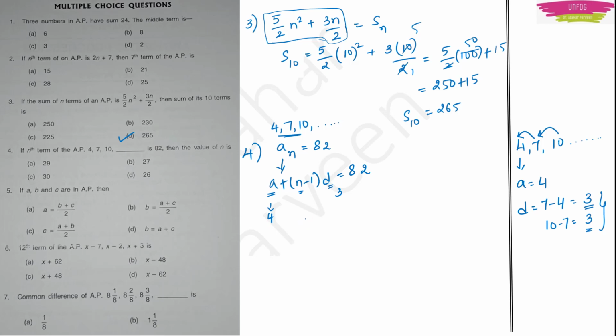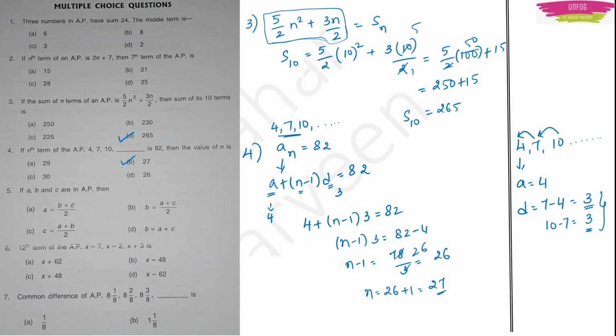Just substitute. In place of a, write 4. In place of n, we write n because you have to find n. In place of d, you write 3 and this will be 82. Or (n minus 1) into 3 will be equal to 82 minus 4. Or n minus 1 will be equal to, here it should be 78 by 3. Or 3 1s are 3, 3 2s are 6, 3 6s are 18, 3 26s are 78, so 26. Or n will be equal to 26 plus 1. This will be 27. 27 should be the right answer for B.